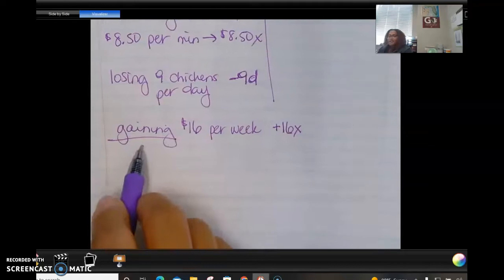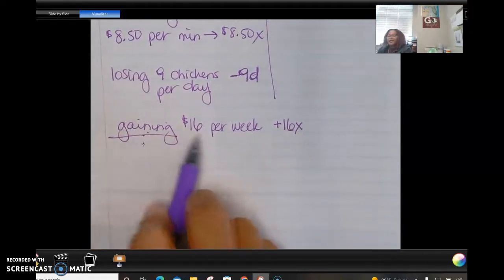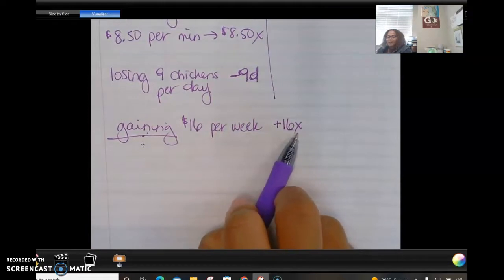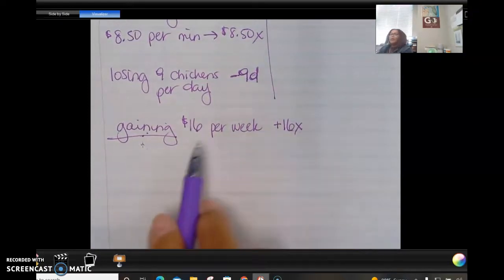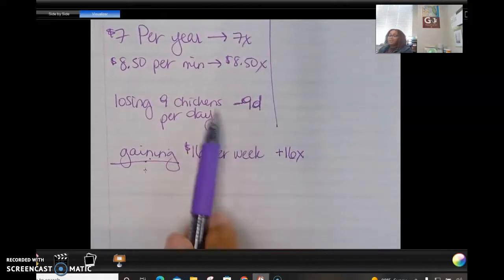You're going to have a question like that on your quiz, and if you're not finished with it, go back and look at it. Where are we gaining 16 per X, or 16X? Where are we losing 9D? These aren't the specific numbers, but they're similar. And then it'll tell you what it starts with.